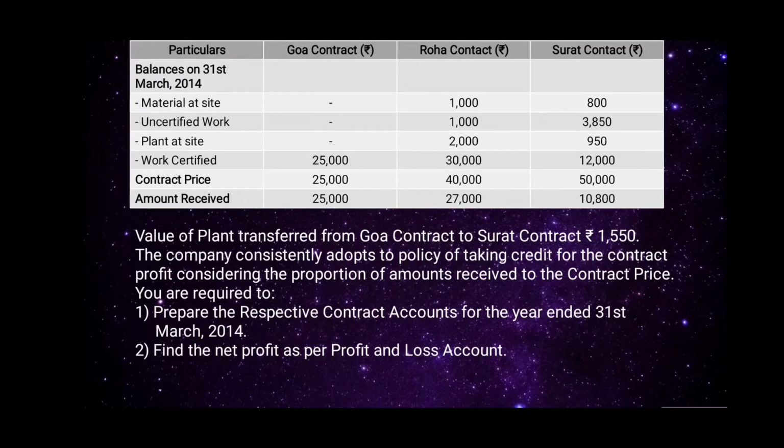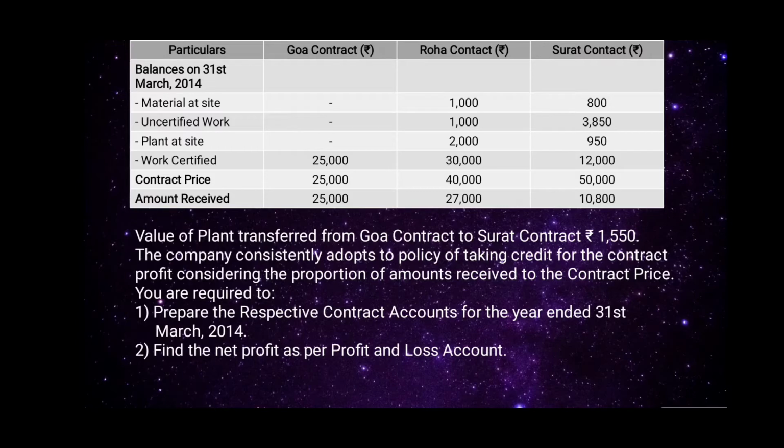Value of plant transferred from Goa contract to Surat contract rupees 1550. The company consistently adopts a policy of taking credit for the contract profit considering the proportion of amounts received to the contract price. You are required to prepare the respective contract accounts for the year ended 31st March 2014. Second, find the net profit as per profit and loss account.